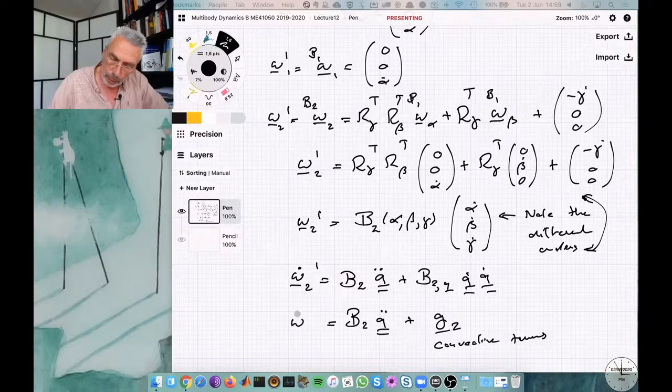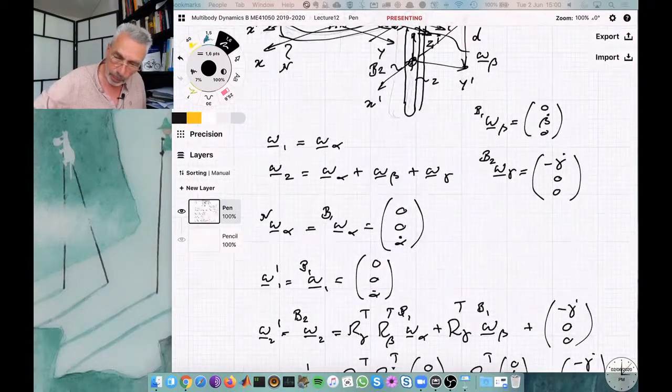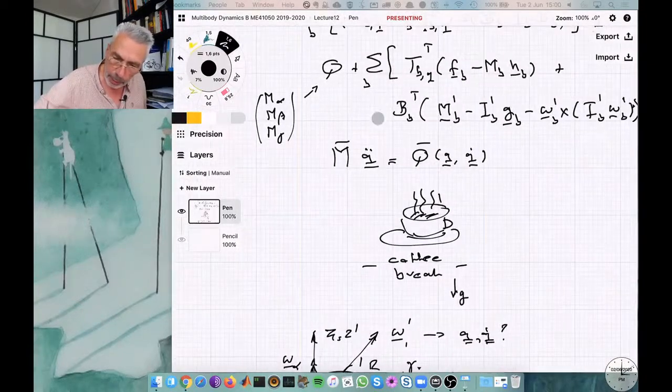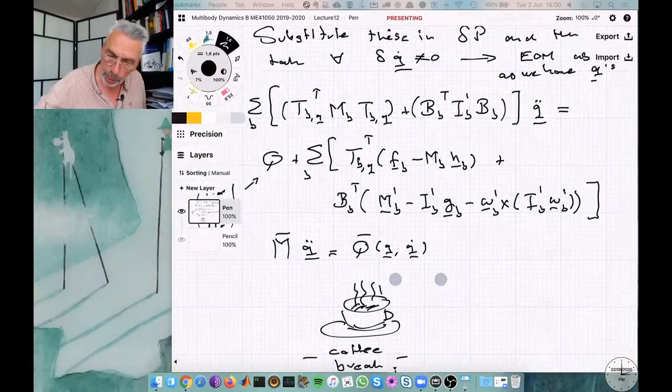Okay, now I'm actually all set, and of course I have to do the same for body 1, and you get the same sort of expression. And then in doing that, I can finally get to my equation of motion. Let's see if we have covered all the elements.